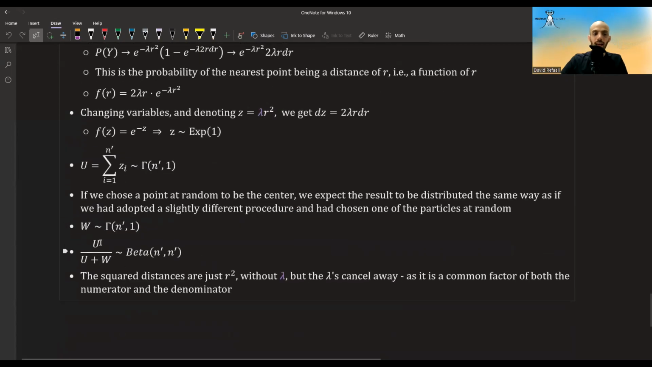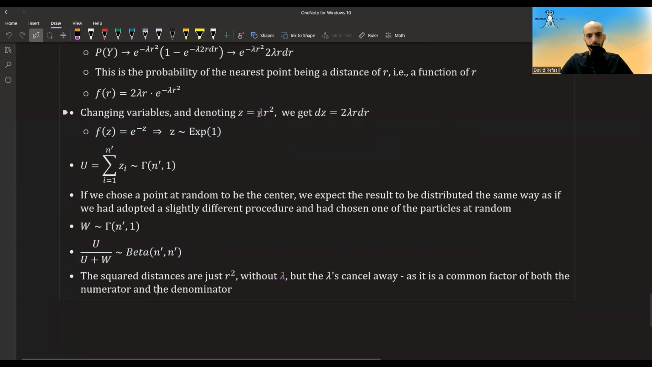And then if you have two variables that distribute gamma, then 1 divided by the sum of the one with the second distributes beta with these parameters. Here, since the parameters are equal, we get the same thing. So this explains why the Hopkins statistic, which is this, distributes beta.